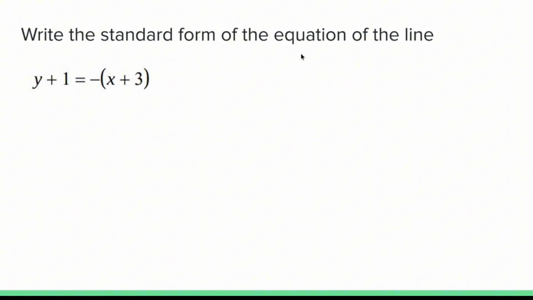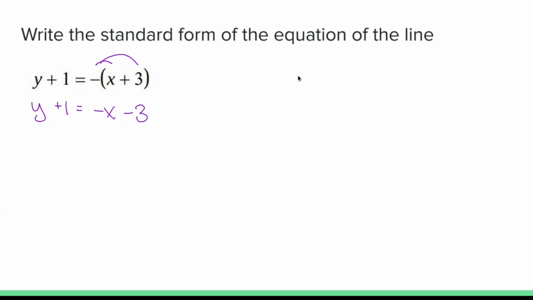Write the standard form of the equation of this line right here. Well, it looks like it's some kind of weird version of point-slope form, because it is. So maybe what I'll do is distribute that negative first, so we get y plus 1 equals -x minus 3.